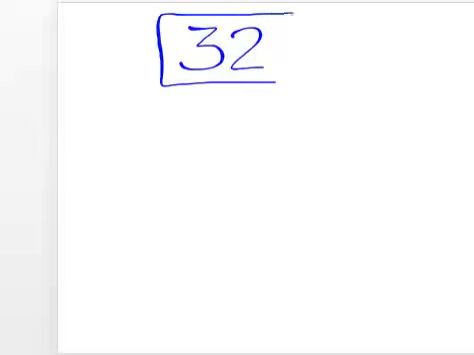All right, let's try another one. I want you to try 32. Press pause and see if you can find all the factors of 32. Go ahead.